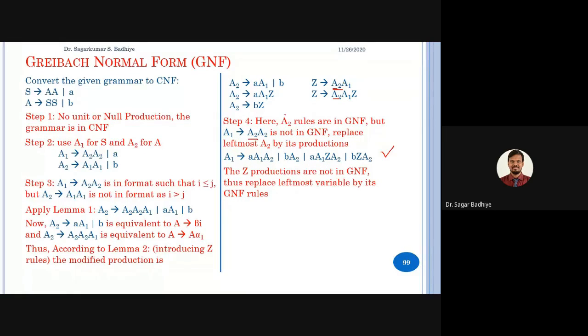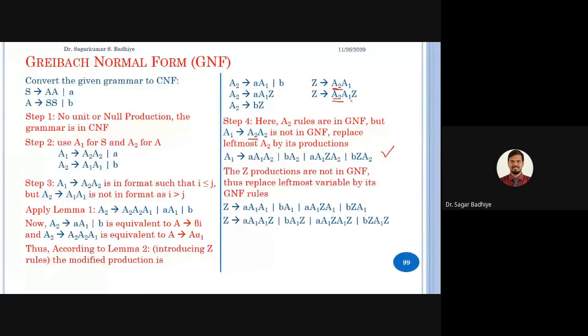Similarly, in the same fashion as we did for A1, we'll do it for Z. So instead of this one rule, that is Z derives A2 A1, we'll introduce 1, 2, 3, 4 new rules, right? Like this. So it would become Z derives A1 A1, then B A1, then A1 Z A1, then B Z A1, like this. And then for this also we would be replacing the first A2 by all its beta rules. Beta rules are nothing but the rules which are in the required format. Okay, so it would become like this.